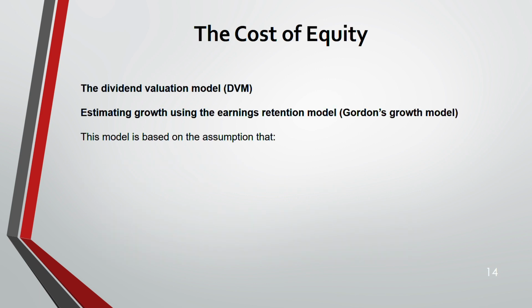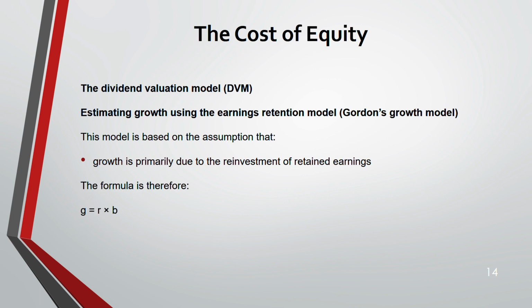Second is the retention model, based on how much earnings you have retained. Another name for it is Gordon's growth model. These formulas are in your formula sheet. This is the formula. You need two things for that, R and B. So G, that means growth, is R into B.